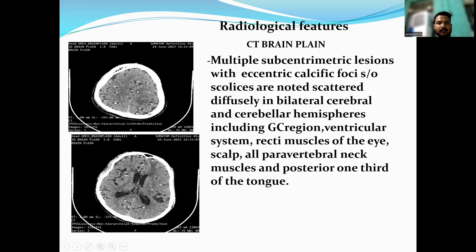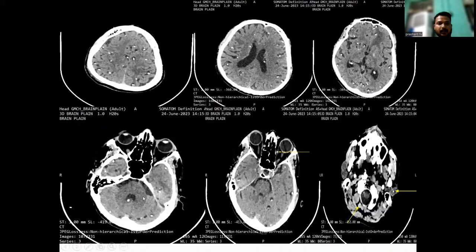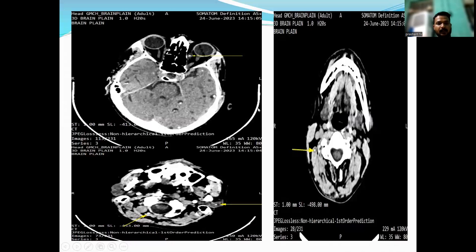Here we can see the cysts in the cerebral and cerebellar hemispheres. Here we can see the cyst in the ventricular system. And here we can see the cyst in the recti muscles, and in the cerebellar region. We can see the cysts in the paravertebral neck muscles and the posterior one third of the tongue. Here we can clearly see the cysts in the recti muscles and in the paravertebral neck regions.